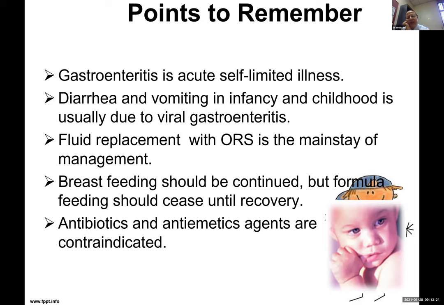Fluid replacement, how to replace it? Is it by ORS or IV fluid according to the severity? What about breastfeeding? It should be continued, but formula feed should cease until recovery. Antibiotics and anti-emetic agents are contraindicated as a routine, but sometimes you may need them in some situations, not given for all patients, okay? Most important, if the patient has lactose deficiency, you need to consider lactose-free formula, okay?